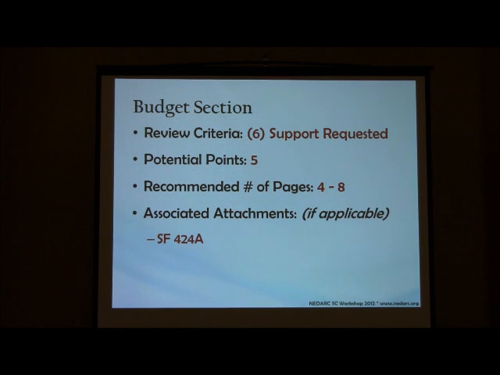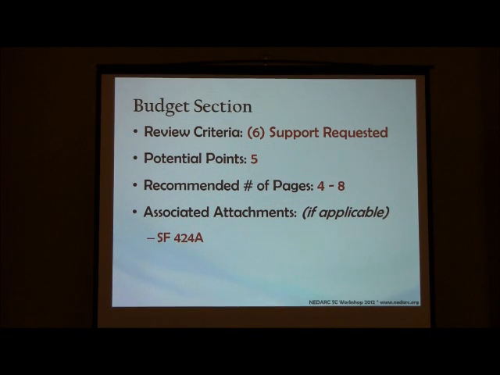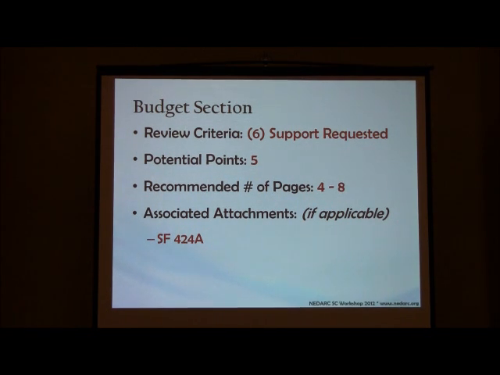that you'll be able to use to create a budget. So the budget section review criteria is number 6, support requested, with a total of 5 points, which again seems small, but it's not. These are all important sections. They're very important. Because of that, we recommend this could be somewhere in the neighborhood of 4 to 8 pages with all the information that you need to put in to your application that has to do with the budget.